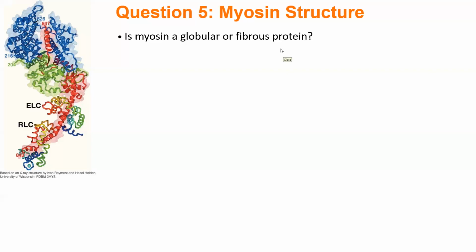And the correct answer here is both. This is a fibrous and globular protein because the tail is reminiscent of a fibrous protein, and then the head group is reminiscent of a globular protein. So myosin has the structure components of both classes of proteins that we talked about earlier, both fibrous and globular.